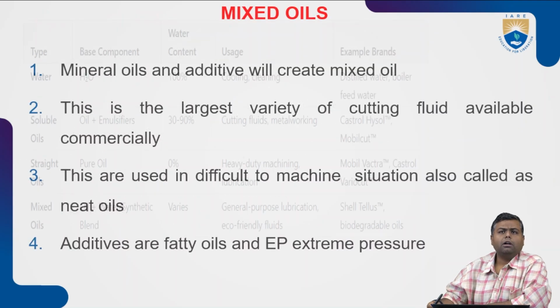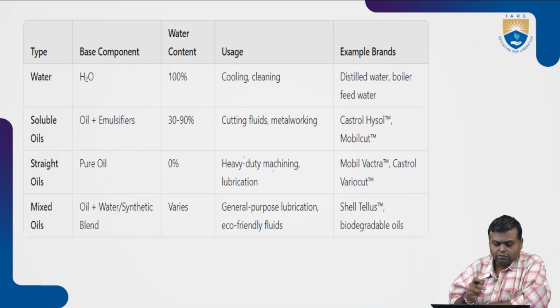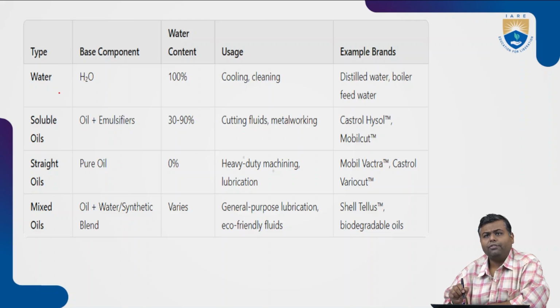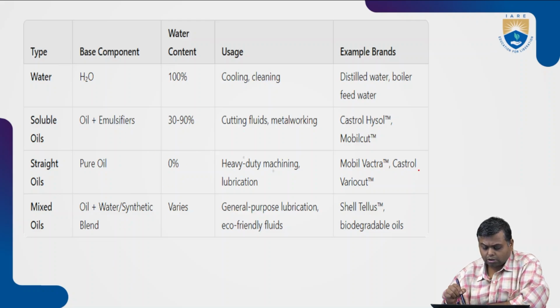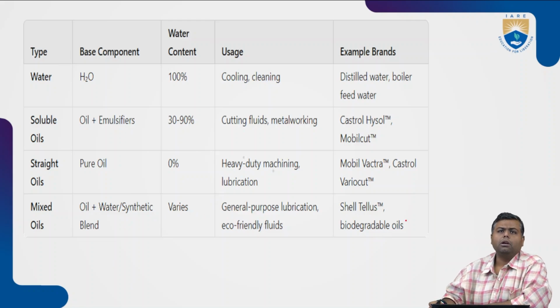The second topic I want to discuss, we have some examples related to it. So water, we have distilled water, boiled feed water, etc. Soluble oils, you have Castrol, next Mobilcut. These are some examples of different brands available. Straight oils or pure oils, where the content of water is zero. So you have Castrol, Veri cuts. Next mixed oils. So it varies. Oil plus water or synthetic blend you can do, where you have Shell Tusses, biodegradable oils.